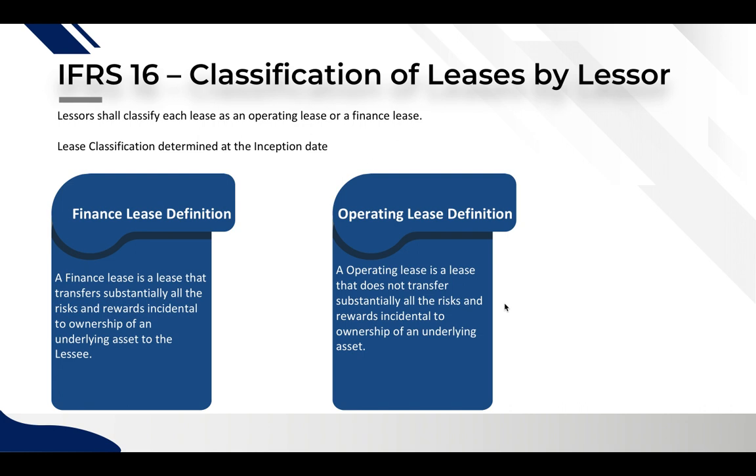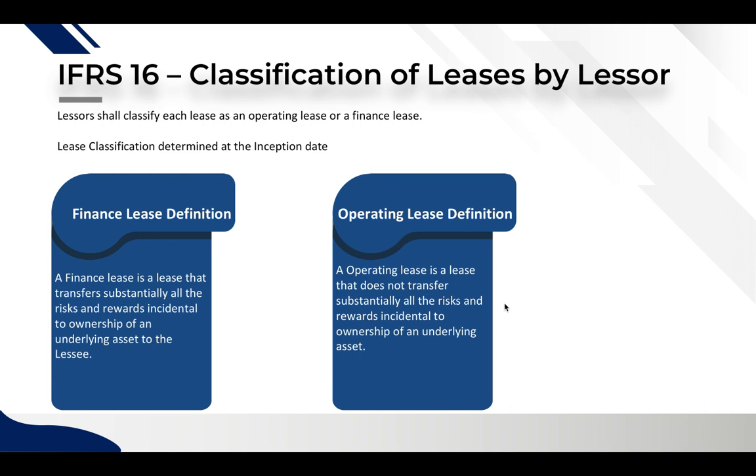A finance lease is a lease that transfers substantially all the risks and rewards incidental to the ownership of an underlying asset to the lessee. So, if there is a transfer of risks and rewards of the ownership to the lessee, then it's a finance lease. So, what's an operating lease?